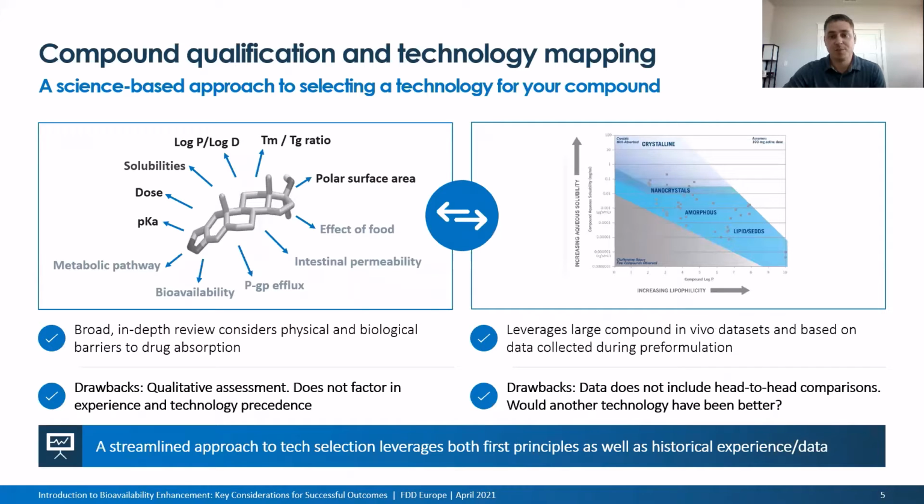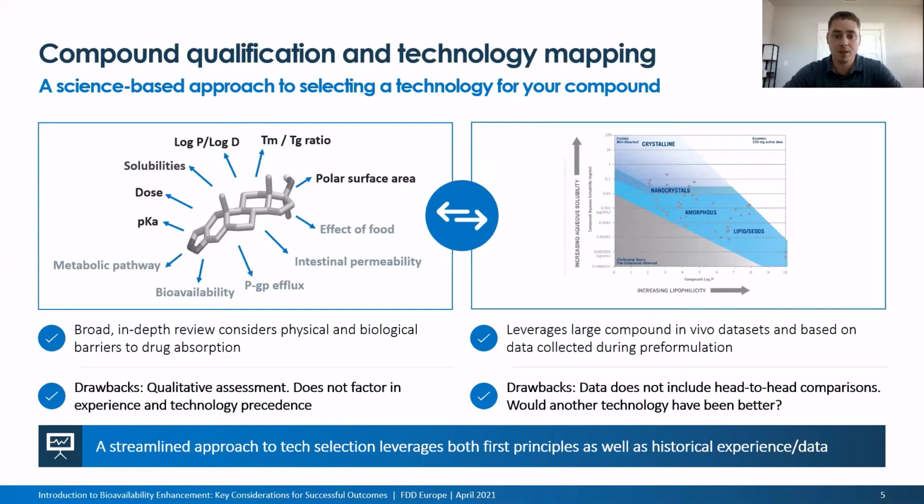And so we can leverage both first principles approaches as well as historical knowledge for identifying which technology is best suited for our compound. Taking a look at the first principles approach, we leverage the compound's physicochemical properties to attempt to identify what the key barriers to absorption might be. So taking a look at things like what your dose, pKa, and biorelevant solubility values are, as well as estimating things like intestinal permeability, such that we can make calculations for what we think the rate limiting step to absorption might be.